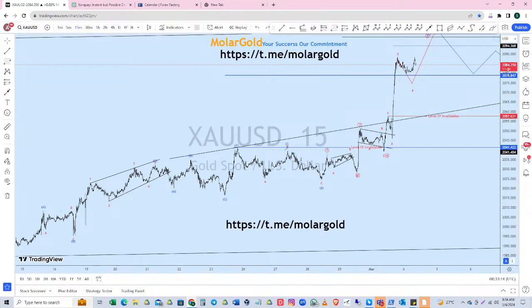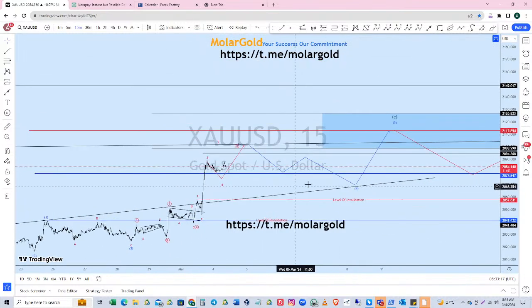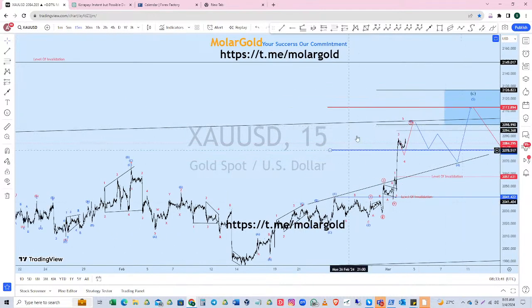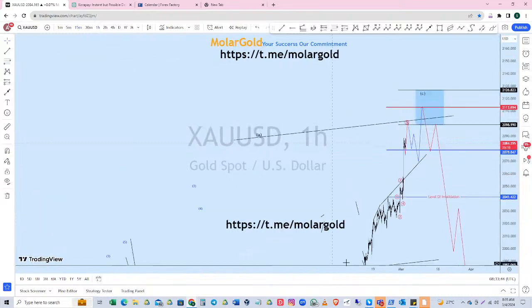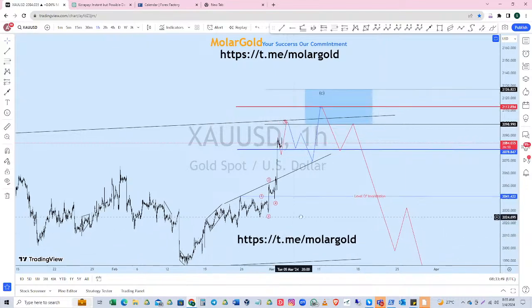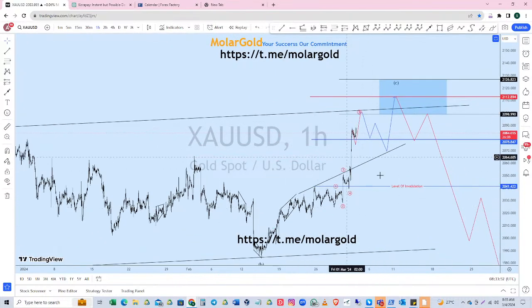Where's the blue box? The blue box is somewhere around the 2098 to 2126 levels. At 2098 to 2126 levels, that is where we should be expecting some sales. So when we get into this blue box, we should be expecting some sales. Some crazy sales should start happening, and that would complete our whole cycle.